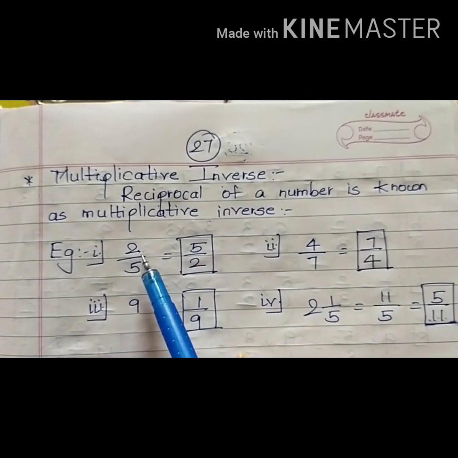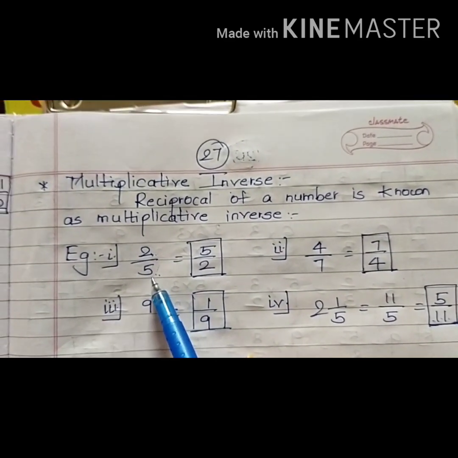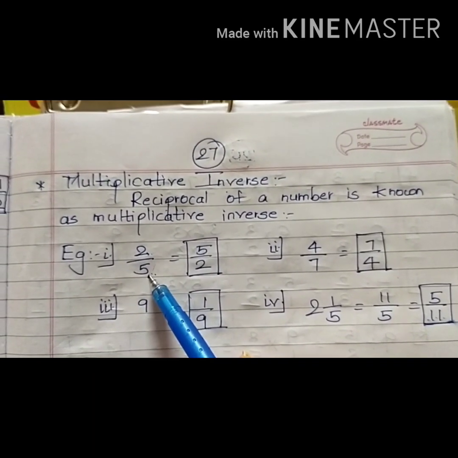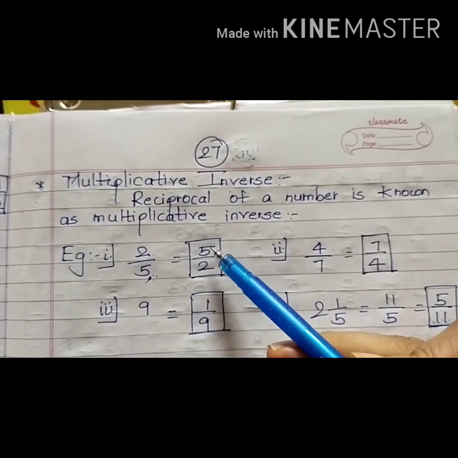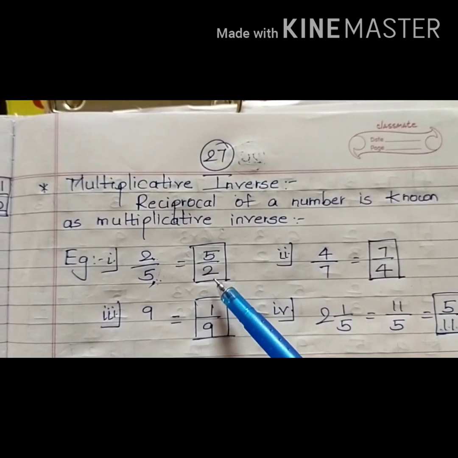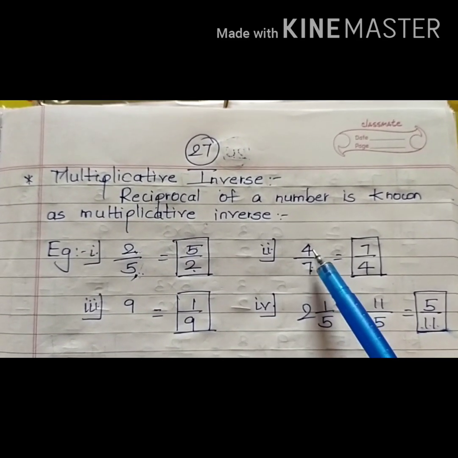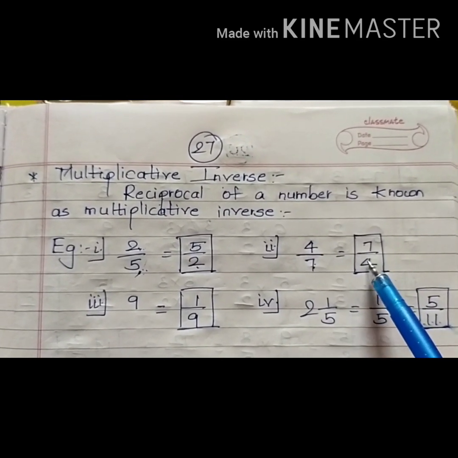Now, for example, if I have a fraction 2 upon 5, reciprocal means reverse. You will make the denominator your numerator, so it becomes 5, and the numerator the denominator, that becomes 2. Similarly, 4 upon 7. So, the reciprocal of 4 upon 7 is 7 upon 4.